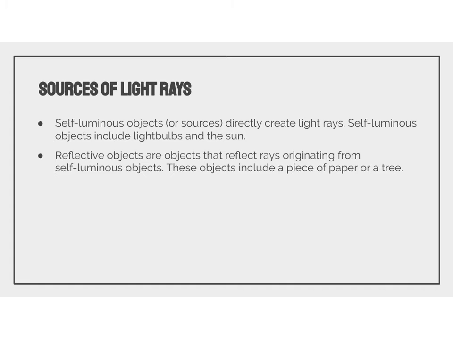Now, there's different sources of rays, and I already talked about it, but we have objects that are self-luminous, meaning they create their own light rays. Something like a light bulb, right? We see the light and it's making its own light. So that's a self-luminous. Or any object that doesn't create its own light, we can still see it if light reflects off of it.